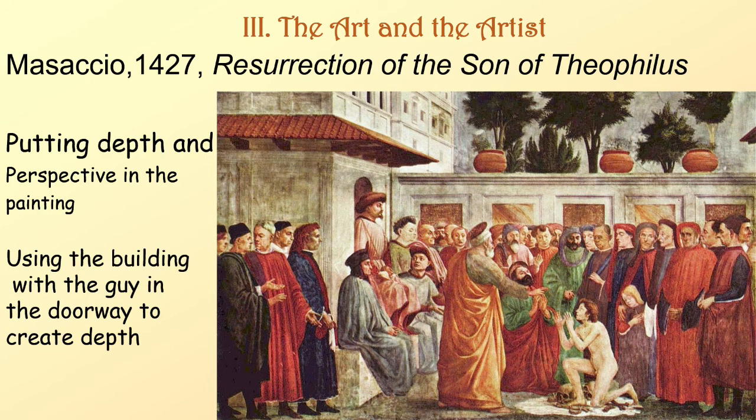This is Masaccio in 1427, so it's still a pretty early one, and this is called The Resurrection of the Son of Theophilus. And you can see what he is doing to try to put some depth and perspective in the painting, like, for example, the guy in the doorway. And he's using the guy in the doorway to create some depth.